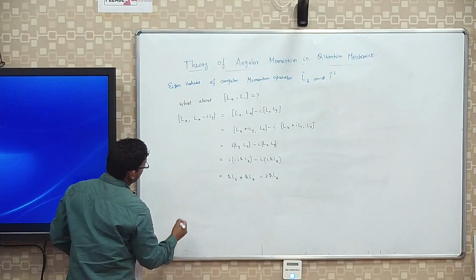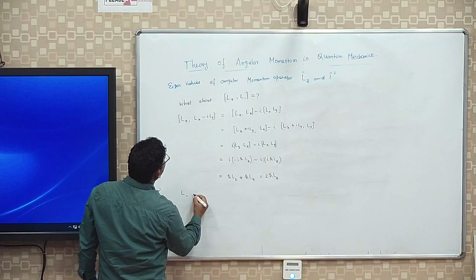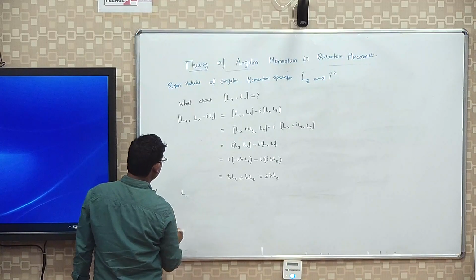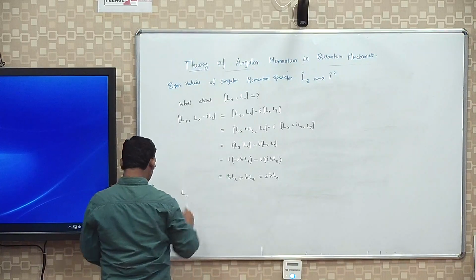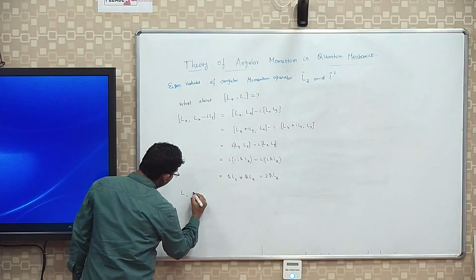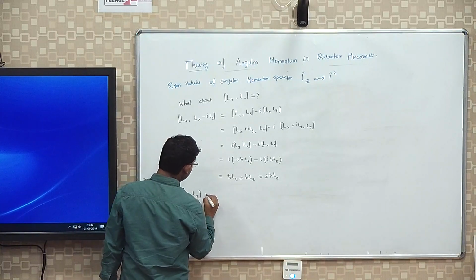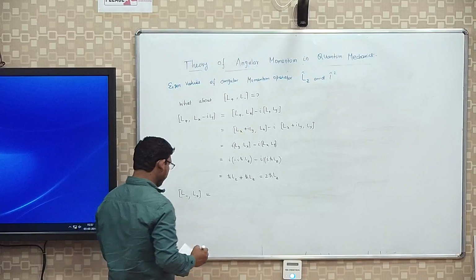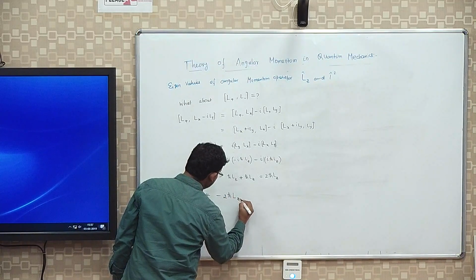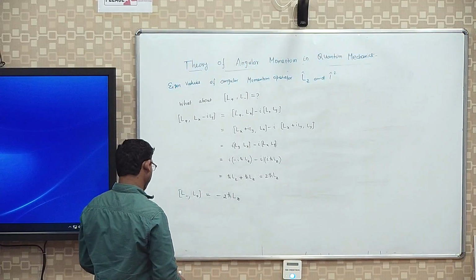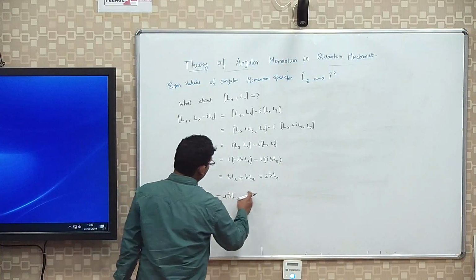Similarly, we can also check L minus, the lowering operator, commuting with the raising operator: L minus with L plus. The answer will be minus 2 h cross Lz. The final result is in the z direction only.